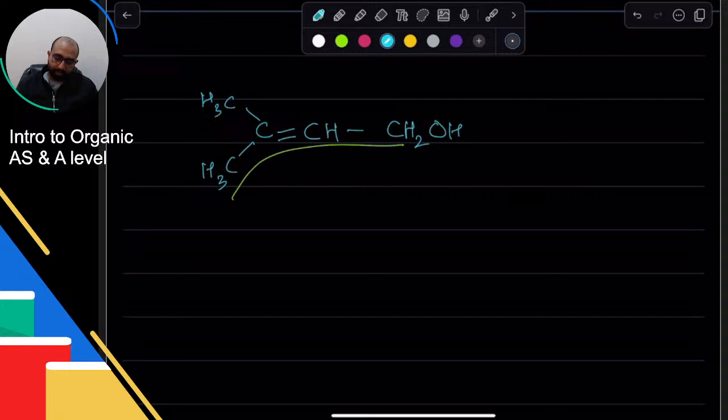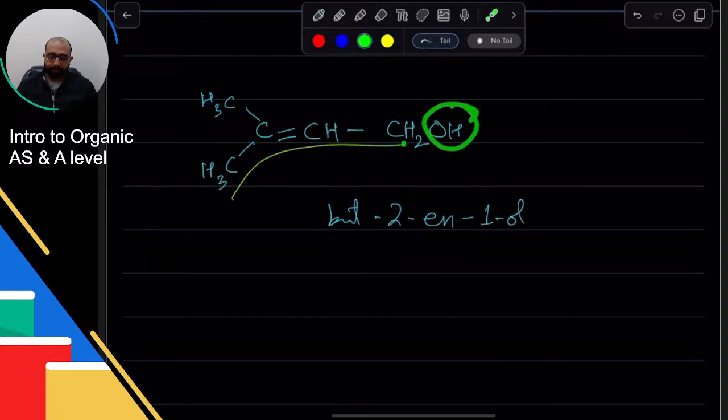Okay. Now, so this is but. Main stem has an alkene in there. So butene. So the main stem suffix is going to be 2-ene, or parent stem suffix. Okay. Now you have this alcohol. So butene 1-ol. Okay. So there is alcohol here on the first carbon.